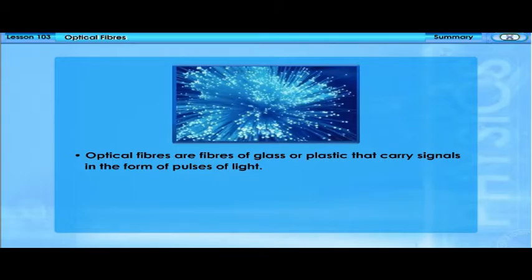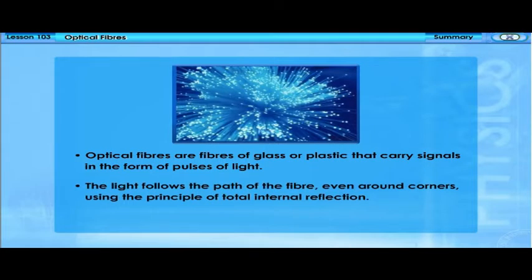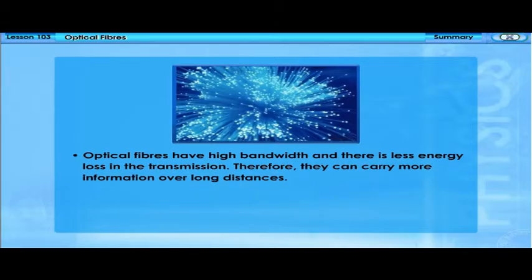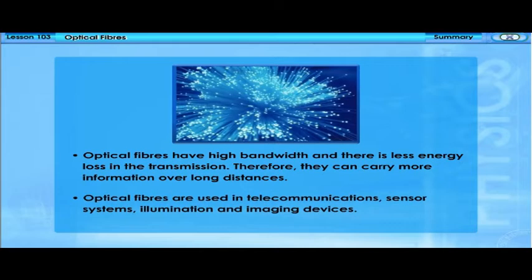Optical fibers are fibers of glass or plastic that carry signals in the form of pulses of light. The light follows the path of the fiber even around corners, using the principle of total internal reflection. Optical fibers have high bandwidth and there is less energy loss in the transmission. Therefore, they can carry more information over long distances. Optical fibers are used in telecommunications, sensor systems, illumination, and imaging devices.